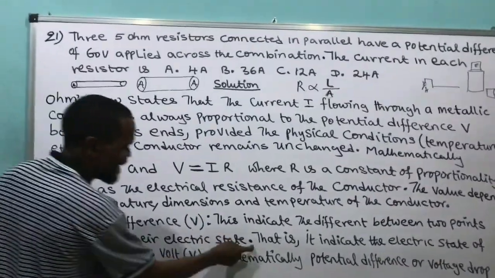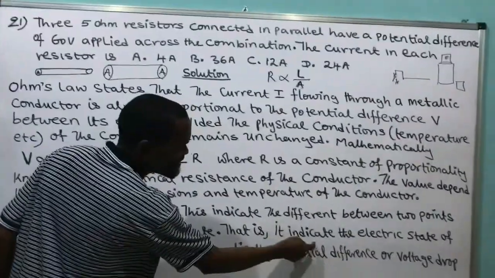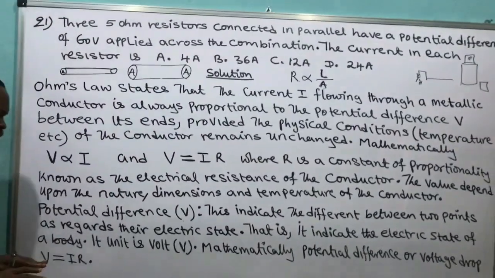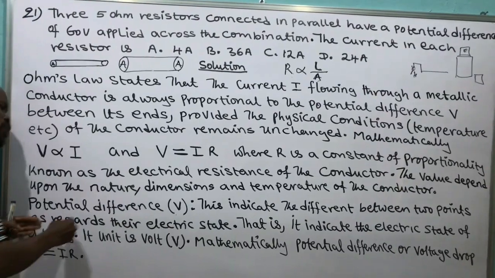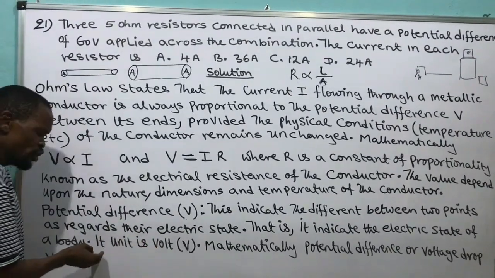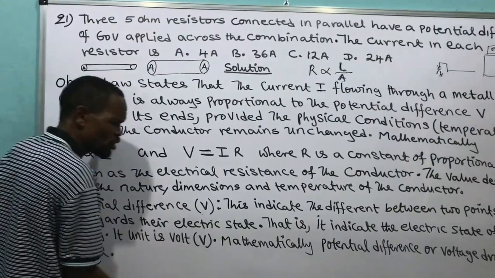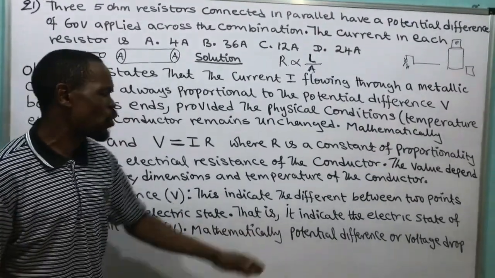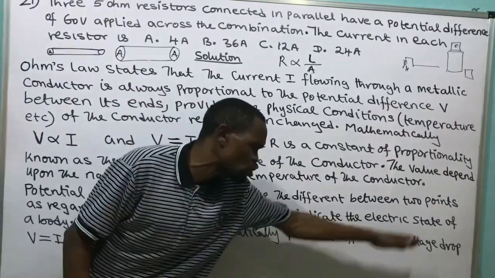Then when I come back here, I say full stop. That is, it indicates the electrical state of what? A body. Electrical state of a body is indicated by what? Potential difference. And its unit is volt. The unit of what? Potential difference is what? Volt. And mathematically, what does it mean? Mathematically, I call potential difference or voltage drop.